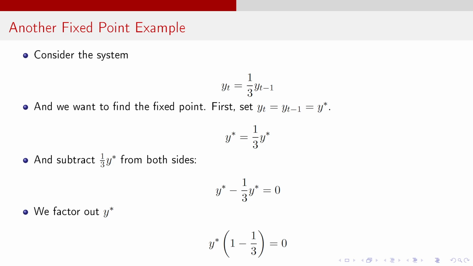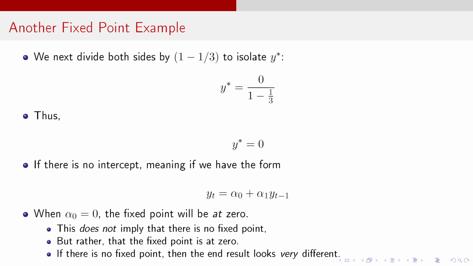So now I've got y star minus 1/3 y star equals 0. And I'm going to factor out that y star. So I'm going to get y star times (1 minus 1/3) equals 0. Now I could go ahead and evaluate that 1 minus 1/3 and get 2/3, but because reasons, I want to leave it as it is. So I'm going to divide both sides by 1 minus 1/3 to fully isolate y star. So I get y star equals 0 over (1 minus 1/3). Thus, y star equals 0.